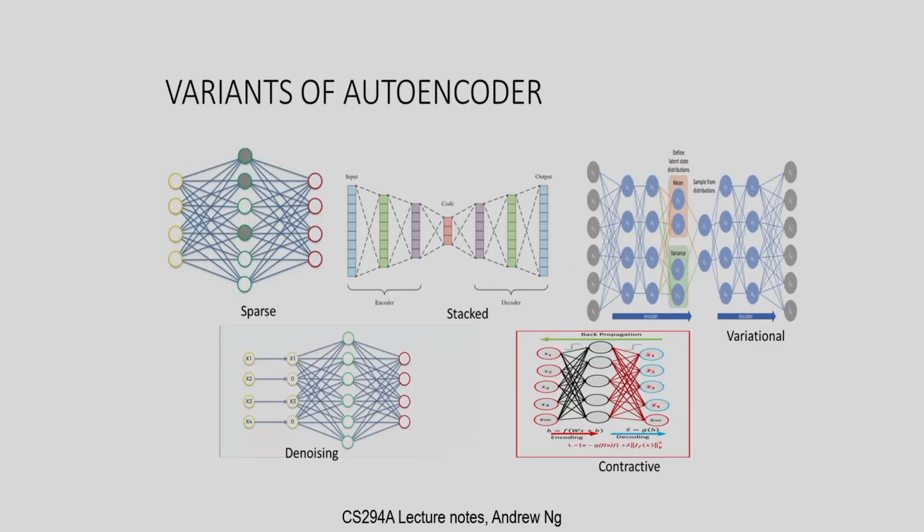There are many variants of the autoencoder, and I am not going to discuss all of them. One is the sparse autoencoder, another is the stacked autoencoder, then the variational autoencoder, the denoising autoencoder, and the contractive autoencoder. If you are interested, you can read some research papers regarding these different types of autoencoders. I am not going to discuss them, but the main concept of the autoencoder I have already explained.